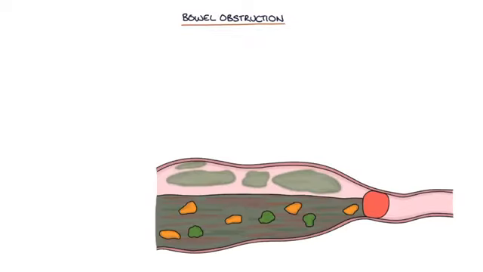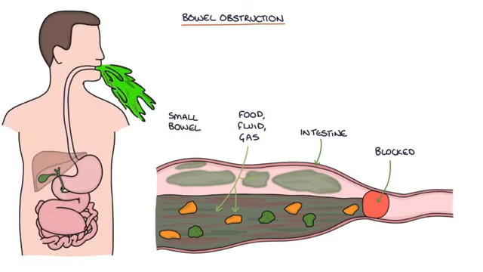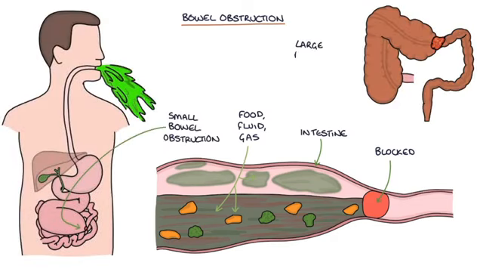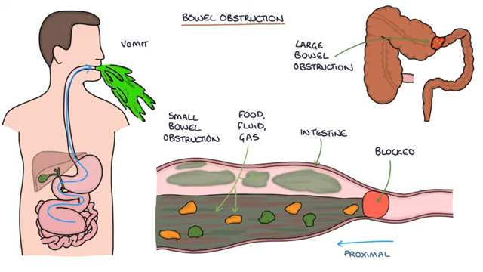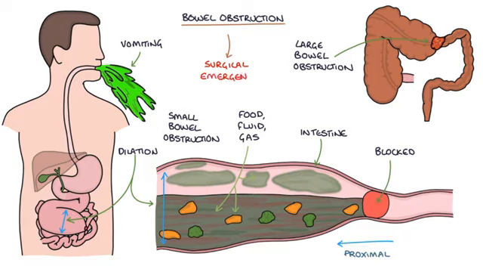A bowel obstruction refers to when the passage of food, fluid, and gas through the intestines becomes blocked. Small bowel obstruction is more common than large bowel obstruction. Obstruction results in a buildup of gas and fecal matter proximal to the obstruction. This causes back pressure resulting in vomiting and dilation of the intestines proximal to the obstruction. Bowel obstruction is a surgical emergency.